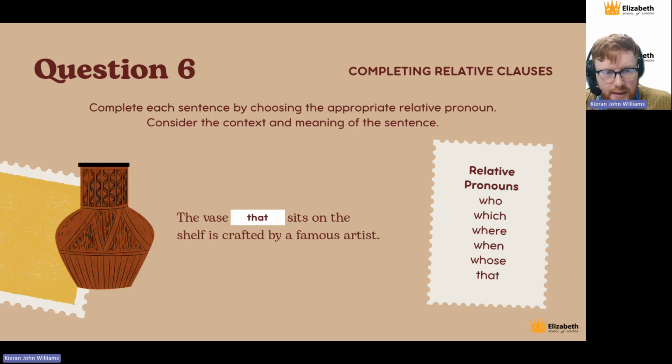Okay, on to the next one. The vase sits on the shelf is crafted by a famous artist. So we've got vase. So this is an object. So you could use that in this situation.